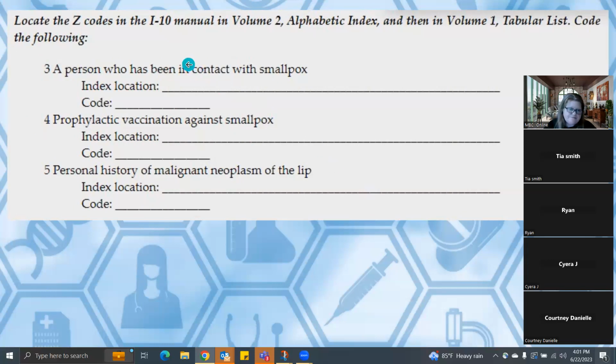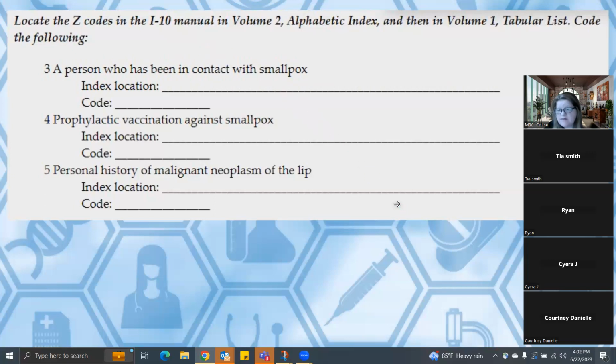Okay, so we'll get there. Never mind, I'm just ahead of you. It's okay. Vaccination is one of the Z codes that must be listed first, if I remember correctly. Like I said, y'all, I'm in a fair amount of pain today, so I'm a little bit out of it.